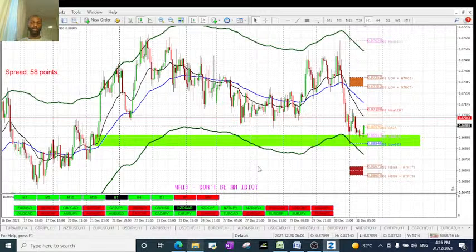Let's see. So we hit this zone. Price is reacting. It came back down. Price is reacting again. So let's see what happens.